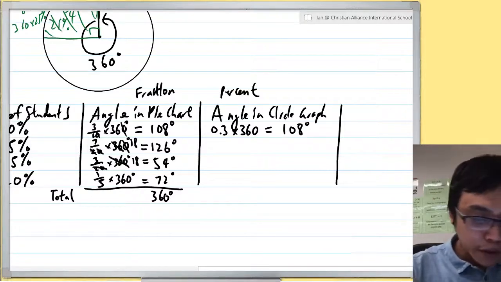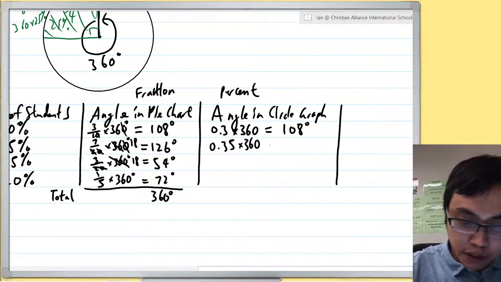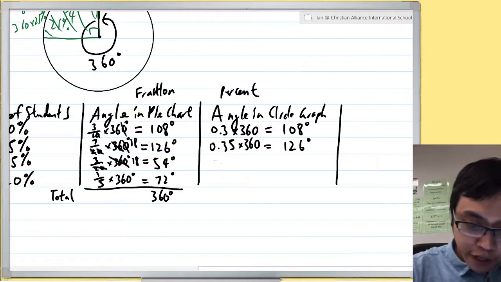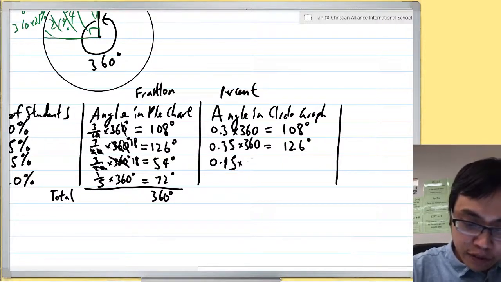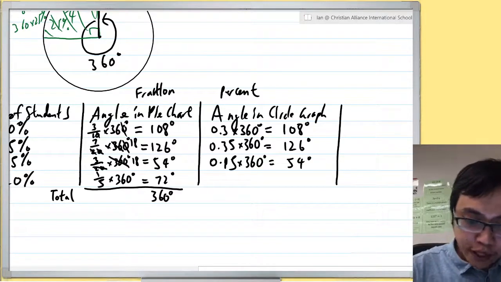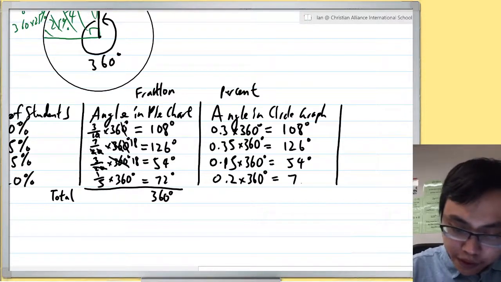Okay, and then afterwards, the next one is 0.35 times 360 degrees, and that is the same as 126 degrees. And then we have 0.15 because 15%, 0.15 times 360, all of these are degrees. And that is equal to 54 degrees. And lastly, we have 0.2 times 360 degrees, and that will be 72 degrees.